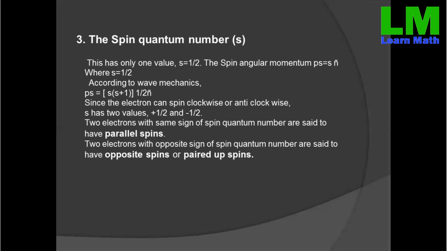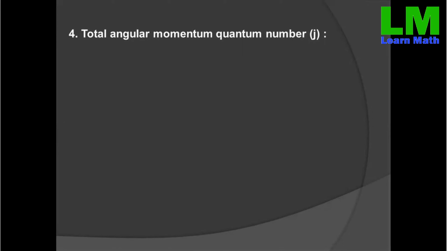Two electrons with the same sign of spin quantum number are said to have parallel spins. Two electrons with opposite sign of spin quantum number are said to have opposite spins or paired spins.